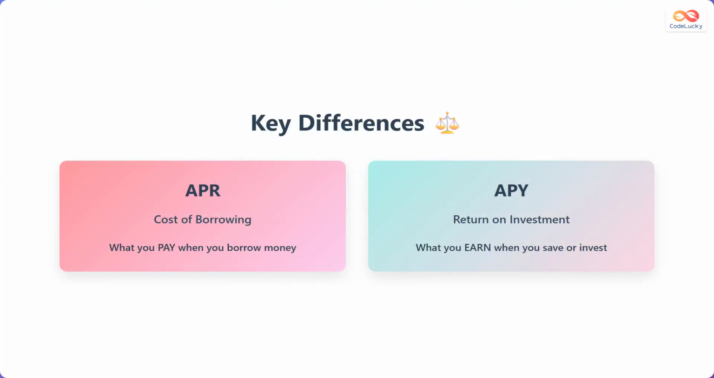Here's the fundamental difference. APR represents what you pay when you borrow money, while APY represents what you earn when you save or invest money. APR is associated with loans, credit cards, and mortgages, essentially anytime you're the borrower. APY is associated with savings accounts, money market accounts, and certificates of deposit, anytime you're the lender or investor. Remember this simple rule: APR costs you money, APY makes you money. This distinction is crucial for making smart financial decisions.